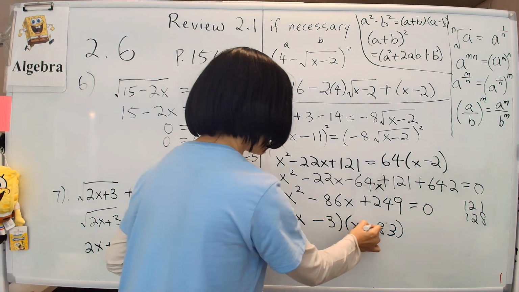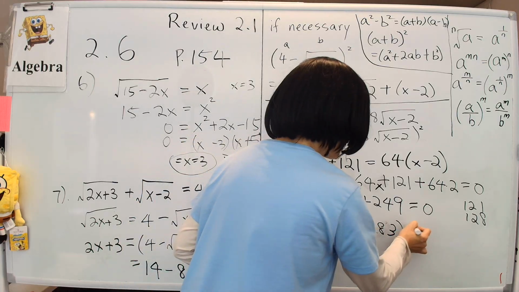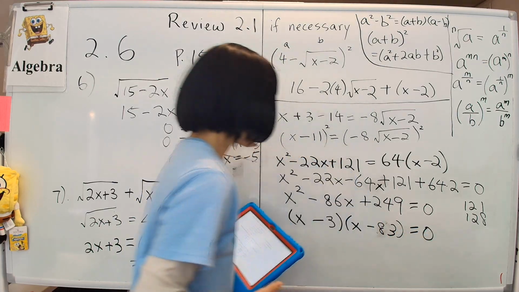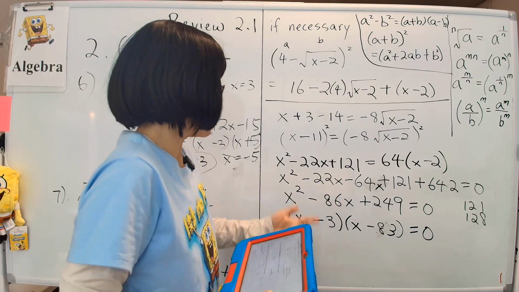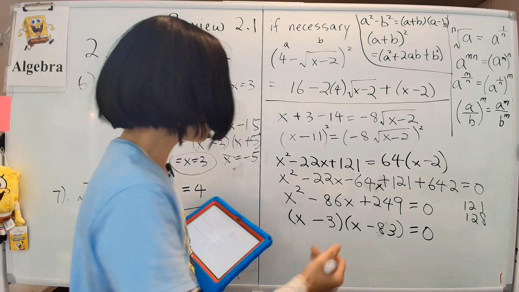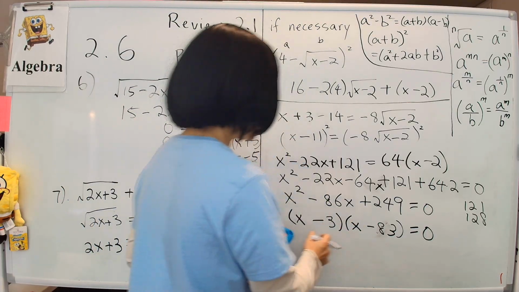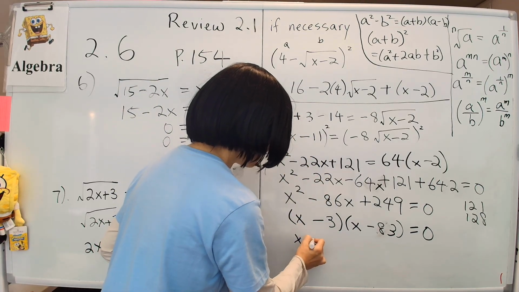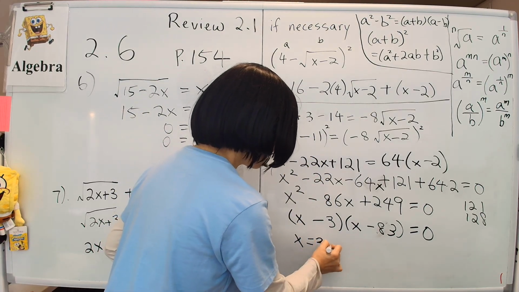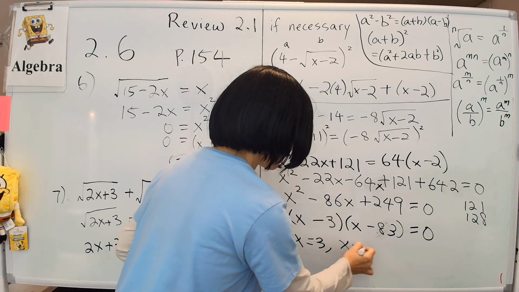So we can do this. So this is somewhat faster than the quadratic formula. Well, just because we also lucked out, okay? What if this was 87? Then we're out of luck and have to pull out the formula. But anyway, our two solutions for this case are x equal to 3 or x equal to 83.